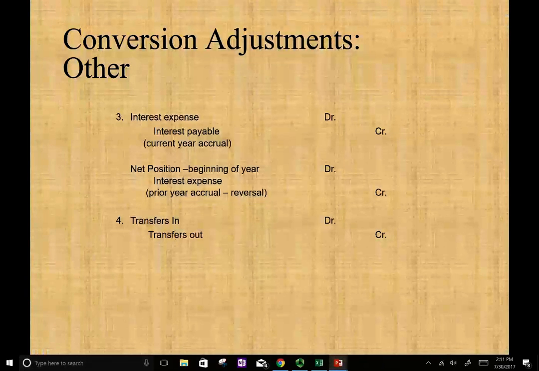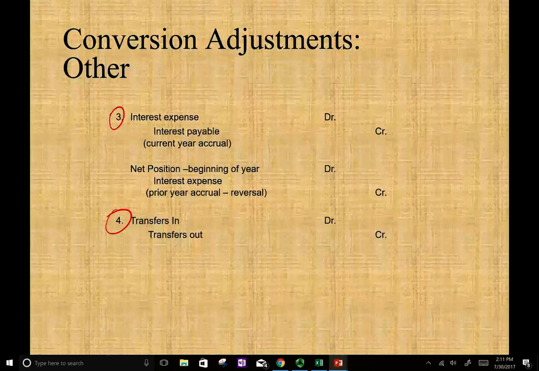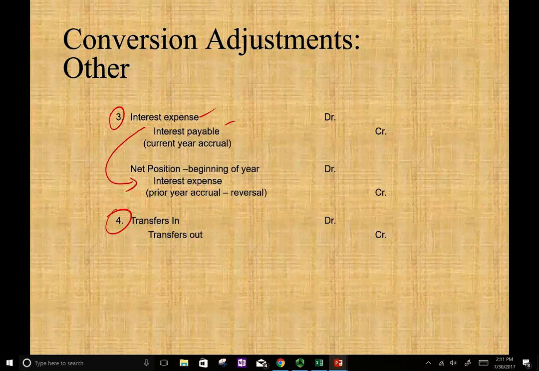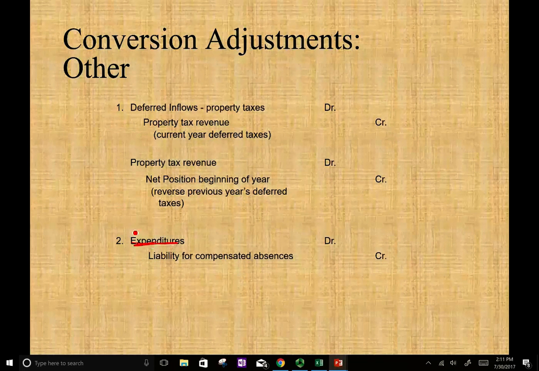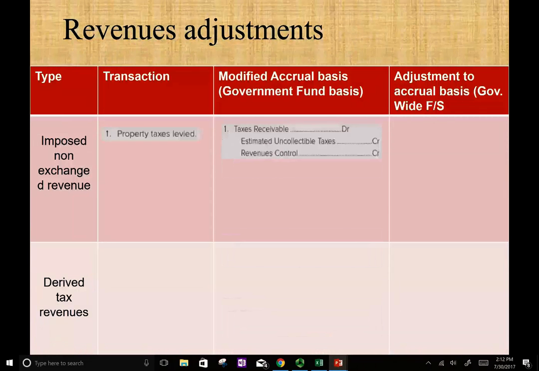To summarize once again, this is the entry to do the transfer in and the transfer out. We did not have any interest expense, but if we had to book any, debit interest expense, credit interest payable. If we have any interest expense from the prior year, we'll back it out. Debit expense, credit any liability that we missed. This is to book the revenue this year, and this is to reverse the revenue from the prior year that we booked. This is part 3, so hopefully you are getting better with these adjustments.